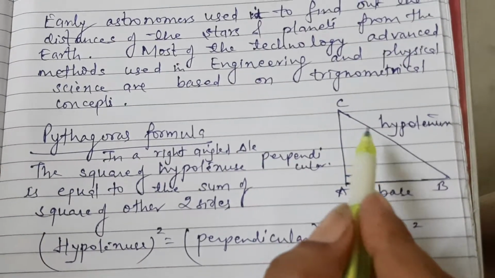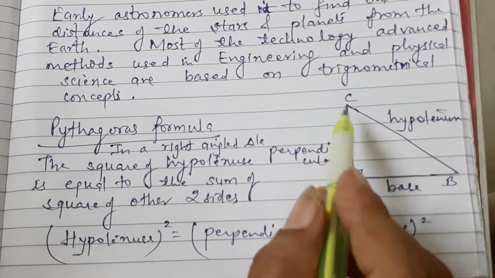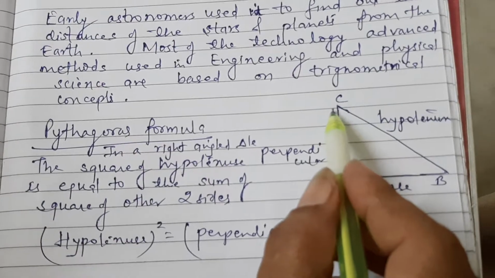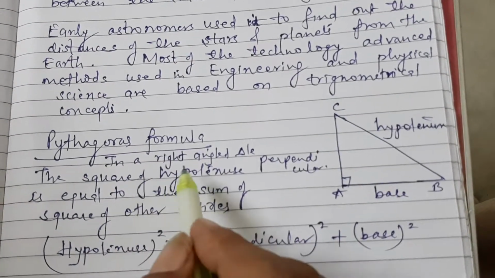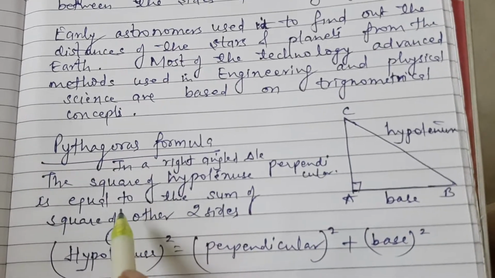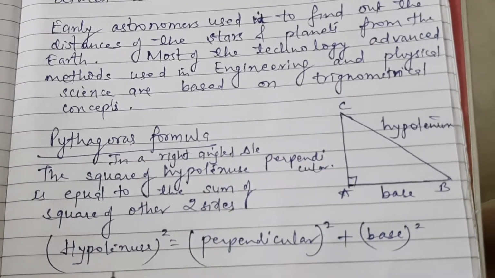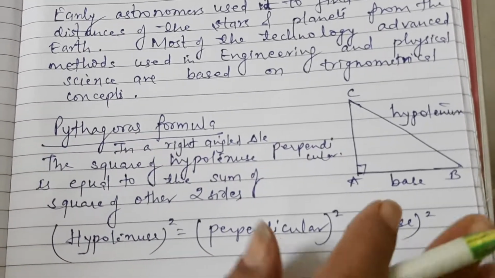This inclined side is actually called the hypotenuse. Hypotenuse is the longest side of the right angle triangle. This is the base side, and this vertical line is actually called the perpendicular. So in a right angle triangle, the square of the hypotenuse is equal to the sum of squares of the other two sides. Hypotenuse square equals perpendicular square plus base square.